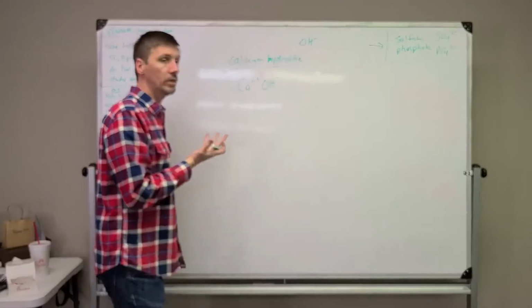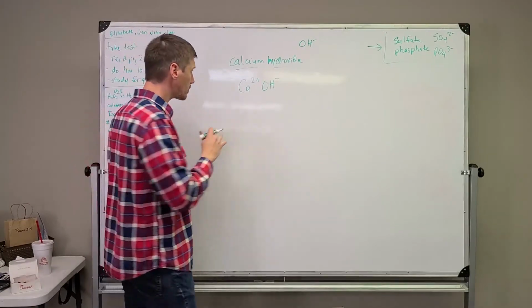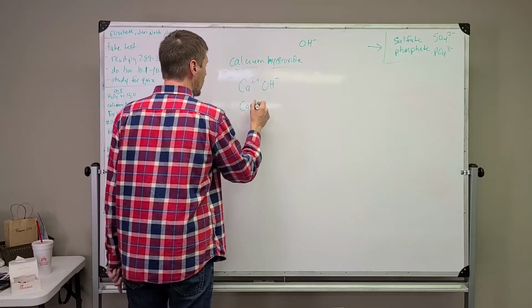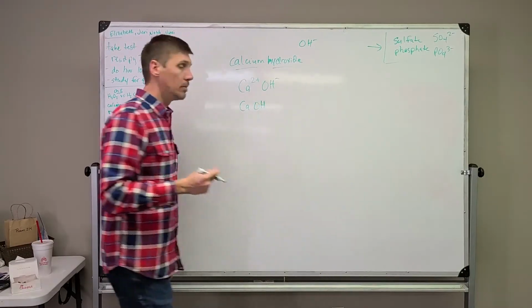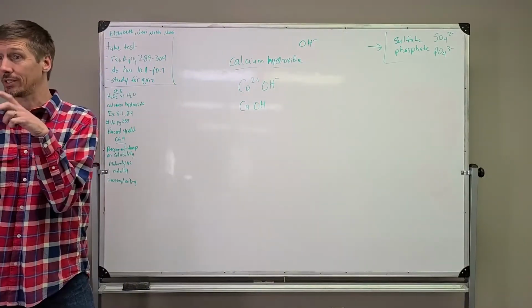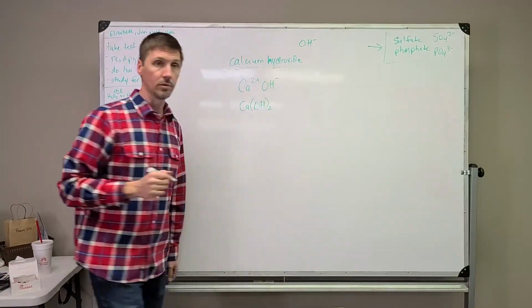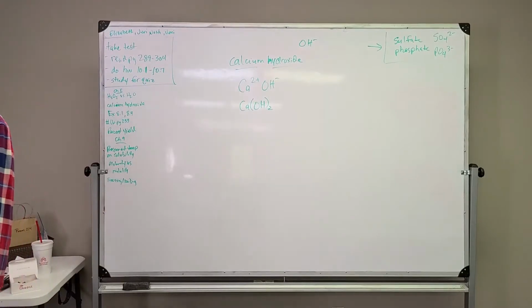And so what do we do now? We swap and drop. Remember that? When we swap and drop, the Ca gets a 1, which is understood. We don't write that down. The OH is going to get a 2. But since the 2 needs to apply to the entire polyatomic ion, you've got to put a parenthesis around that and do the 2 like that. Does that make sense to everybody?